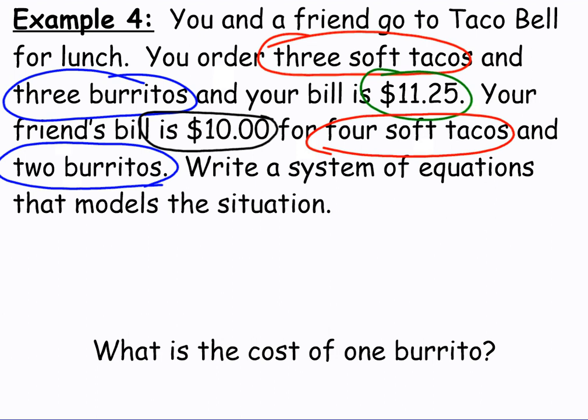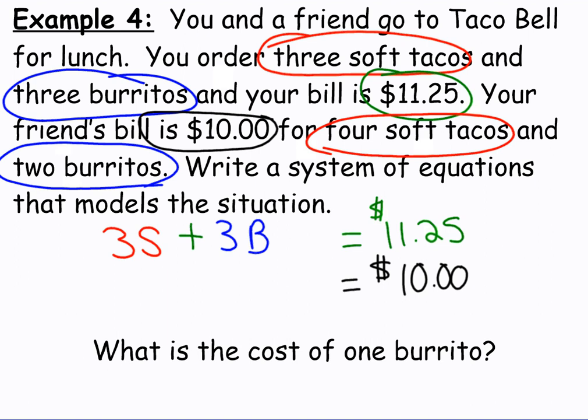There we have our important information circled. We're now going to use it to find the two totals. There we have our two totals of both bills, $11.25 for mine and $10 for my friend. Now we need to go ahead and match units in order to write our system of equations. My meal was made up of 3 soft tacos and 3 burritos. My friend's meal was made up of 4 soft tacos and 2 burritos. And there you have it, our system of equations to model this situation.